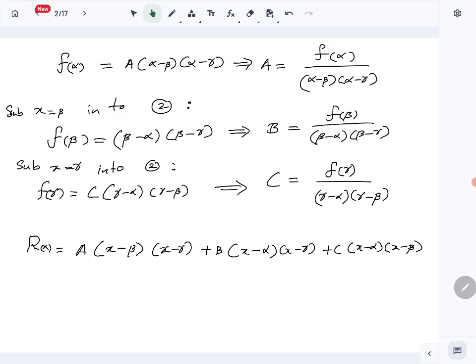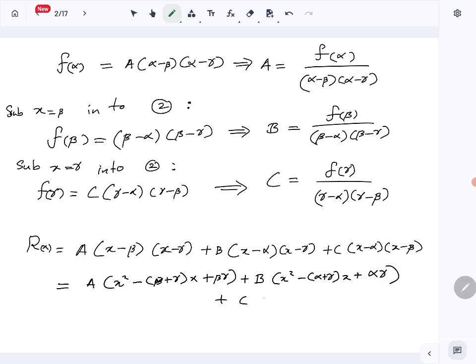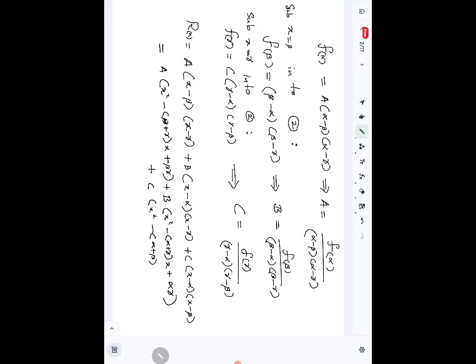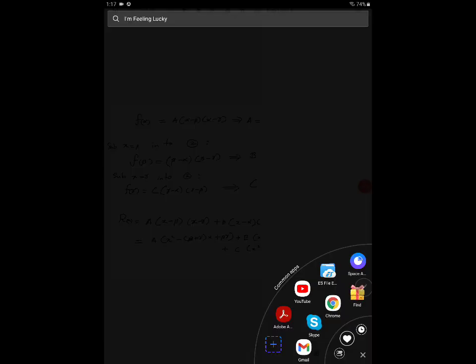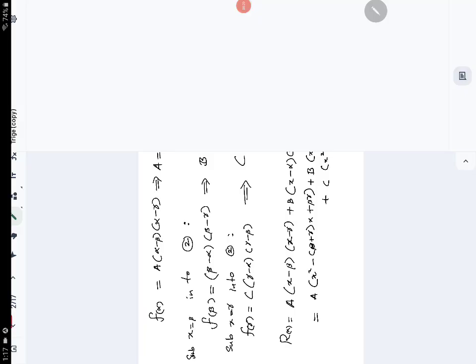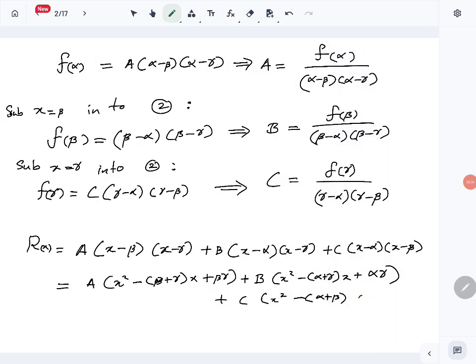So let's expand this quickly. All of them have the same form, no? So a x squared minus beta plus gamma x plus beta gamma, b, same form, no? So minus alpha plus gamma x plus alpha gamma, plus c x squared minus alpha plus beta x plus alpha beta, right?